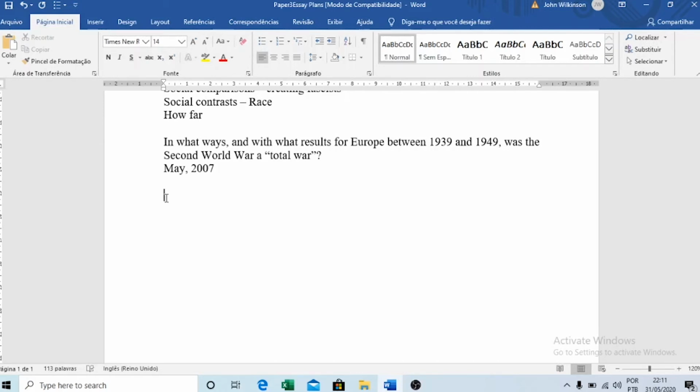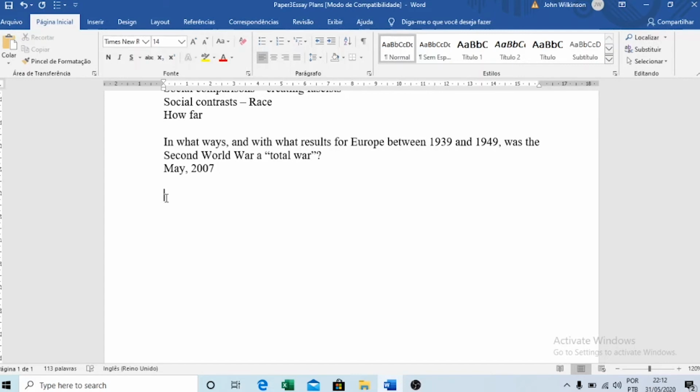In what ways and with what results? Often, the most important word in an essay question is "and," because "and" means there's two things there straight away. In what ways and with what results? So again, I've got an essay plan being written for me here. I've got to deal with those two things. In what ways and with what results for Europe between 1939 and 1949? Always, there's something interesting there. Always make sure you're checking your dates, reading the question carefully. 1949 is after the war has finished.